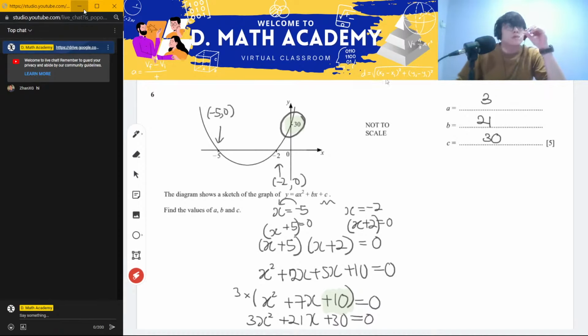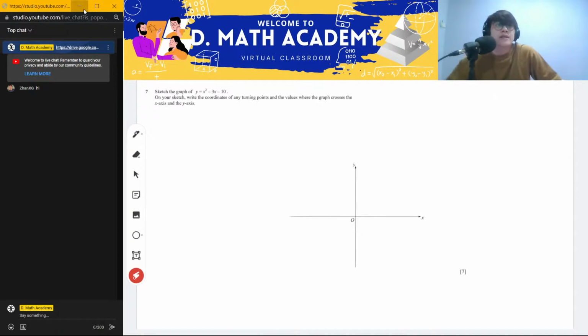Alright, so that's it for question 6. Let's go to question number 7 here. Another quadratic graph. As per usual, the first step is to check where they intersected. They intersected at negative 10. This time around, there's a special request by the question. They gave us turning points, and they wanted you to tell them where they cross the x and y axis.